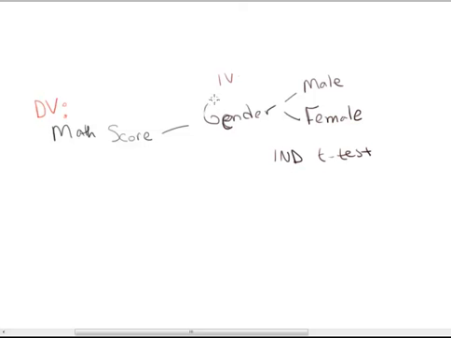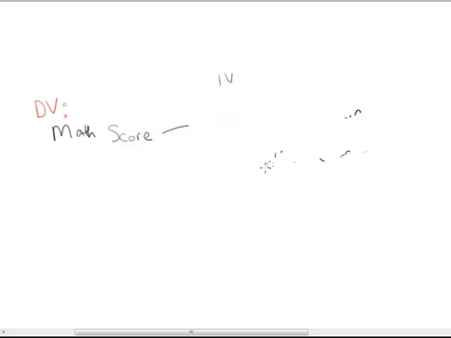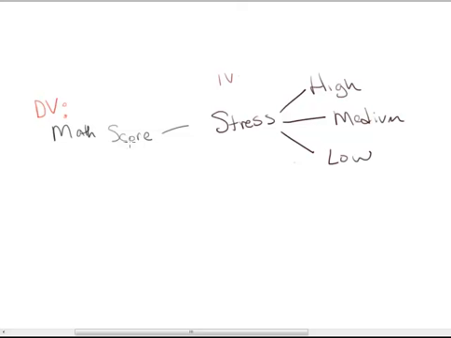Say, instead of this example, say I was interested in the effects of stress on math score. So here, instead of gender, I'm looking at math score by stress. And so here I'm going to create three conditions. So three stress conditions: a high stress condition, a medium stress condition, and a low stress condition. So maybe I have participants come into the lab.